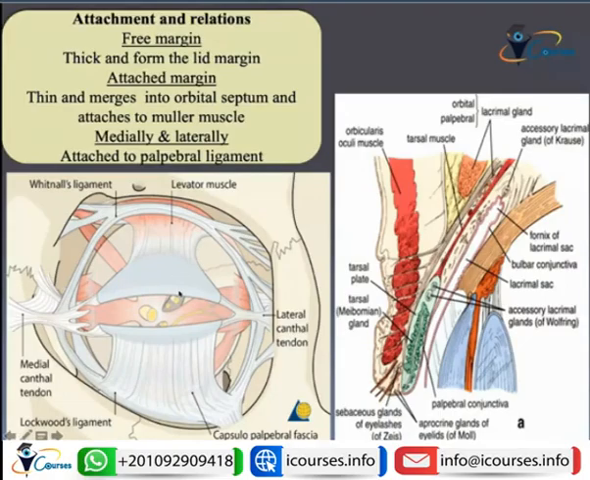So what are the relations? The inferior or free margin is thick and forms the lid margin, while the attached margin merges into the orbital septum and is attached to the Müller muscle. In the upper tarsus, you can see that the upper border is attached to the superior tarsal muscle, and the inferior one will be attached to the inferior tarsal muscle. Medially and laterally, they are both held together by the medial and lateral palpebral ligaments, which attach them to the medial and lateral orbital wall.